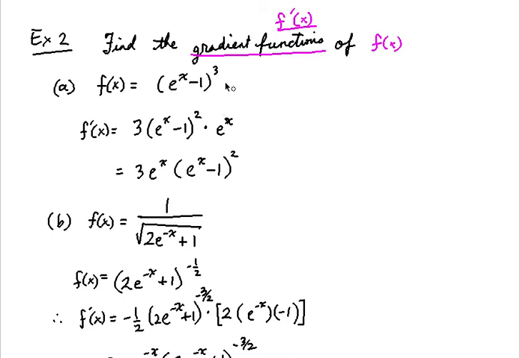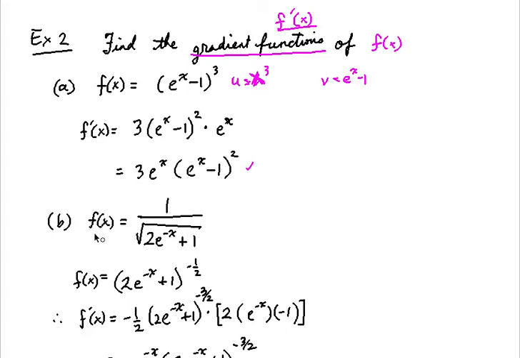Because the outside function is kind of like u, and my inside function is kind of like this, I could say u is equal to x squared. So there's my outside function. I take the derivative of my outside, 3 times my original squared, because that's the power rule, times the derivative of the inside, which is e to the x, and I simplify to get that.